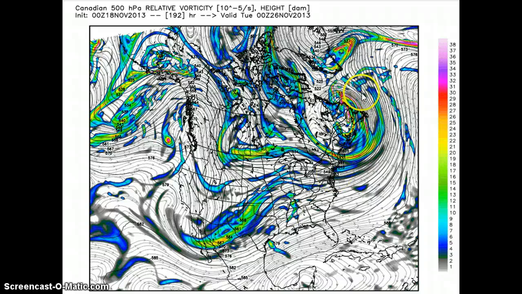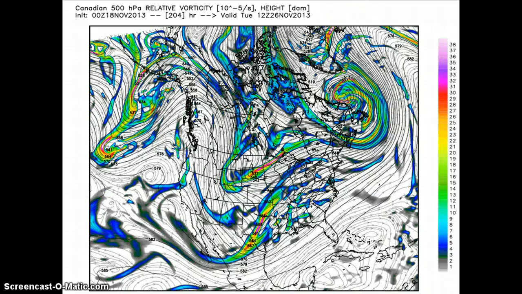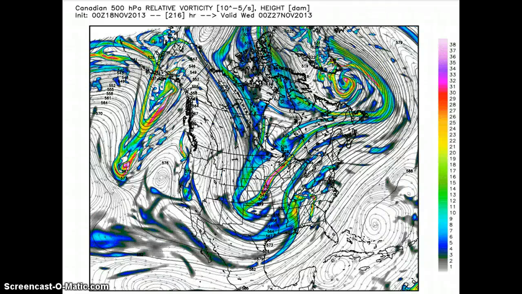We'll look here now at 204. And at this point now, the southern branch has actually outrun the northern branch. Here comes the northern branch here. The southern branch is out here in this region here. So now the southern branch has really come out quickly. We'll go to 216. Now you can see now they're starting to phase.